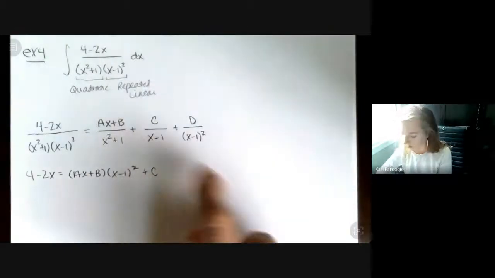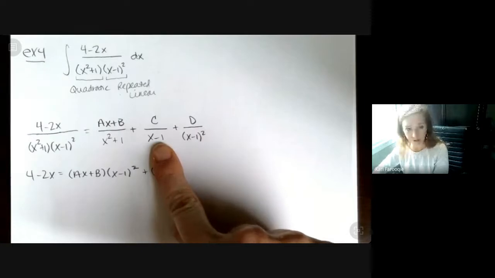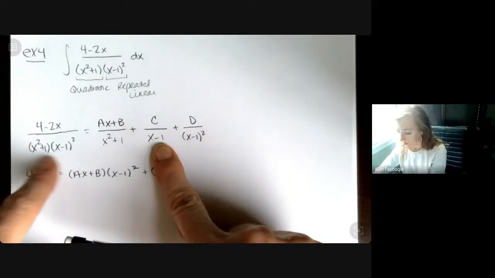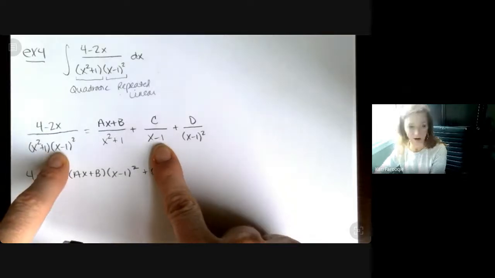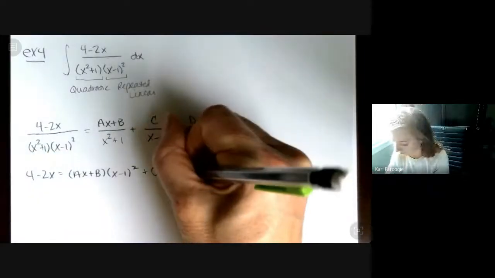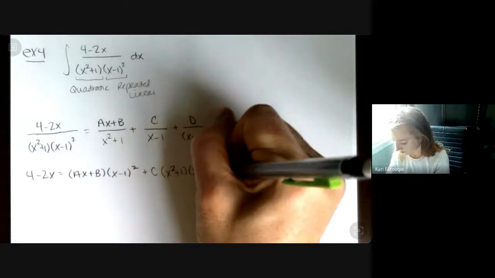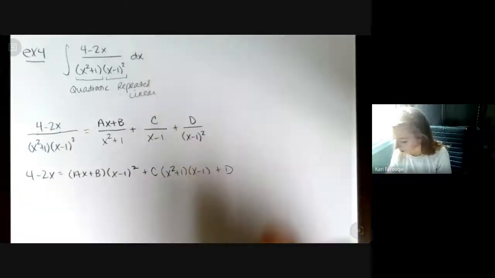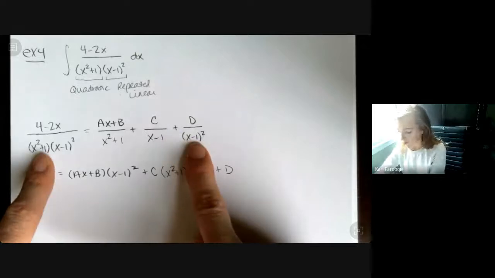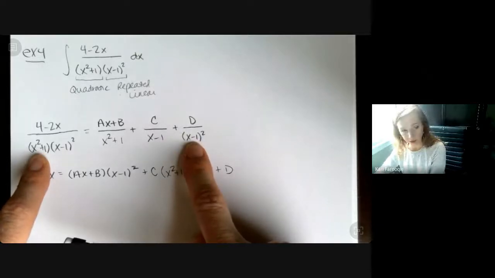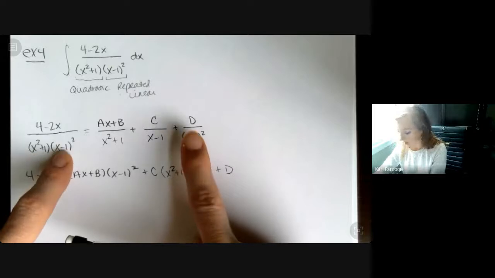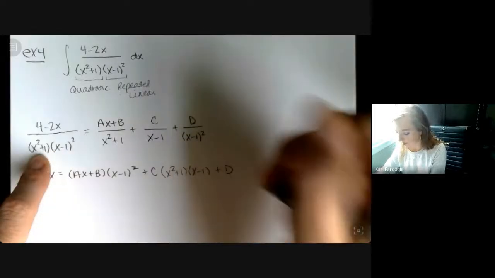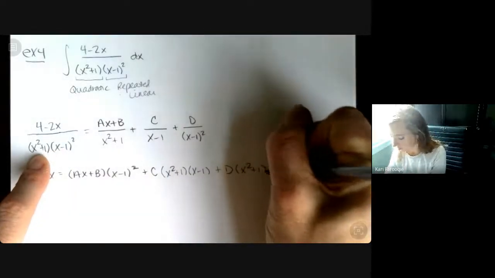Then you'll have c. For c, you have one factor of x minus 1 in the denominator. So you're going to multiply that by x squared plus 1 times 1 factor of x minus 1. Everything else would cancel, or technically the 1 factor of x minus 1 would cancel. And then for d, when you multiply d by x squared plus 1 times x minus 1 squared, the x minus 1 squared is going to cancel, and that just leaves you with x squared plus 1.